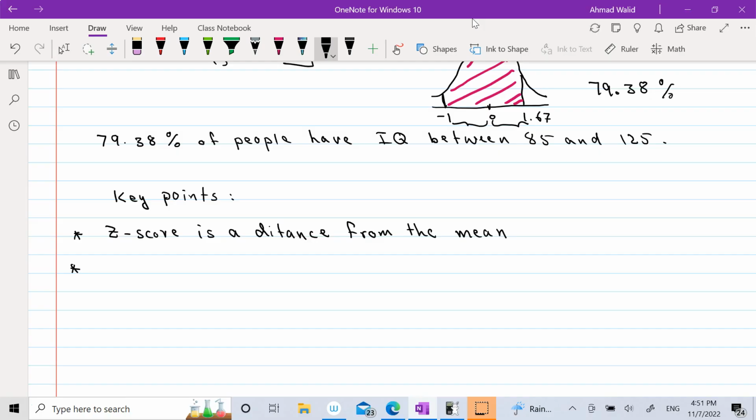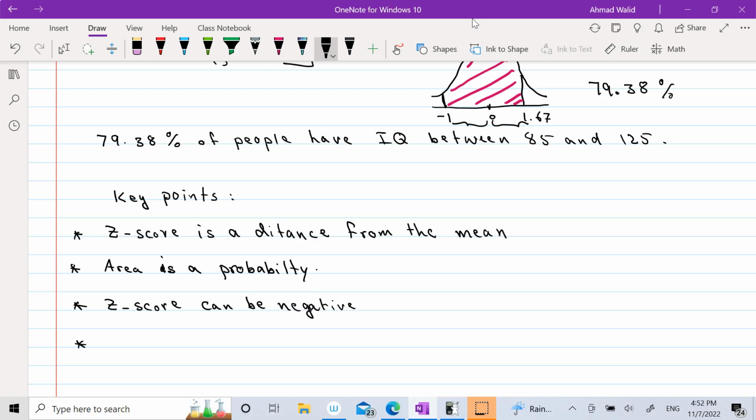Number 2. Area is a probability. We translate the area under the curve as what? As a probability. Note number 3, that's important. Z-score can be negative.